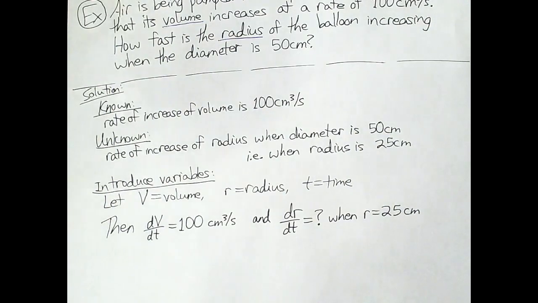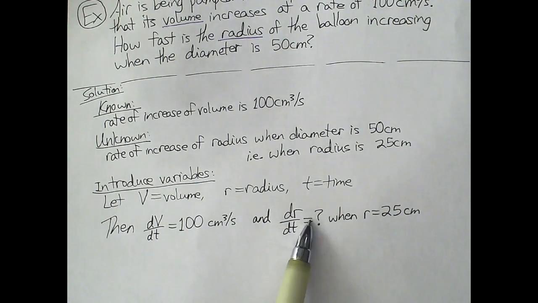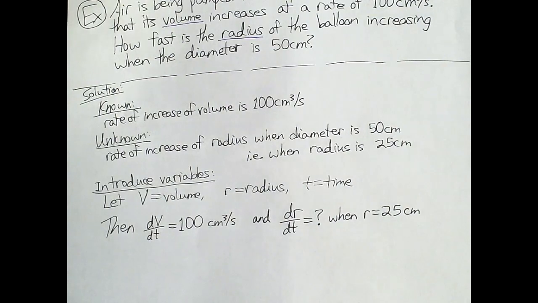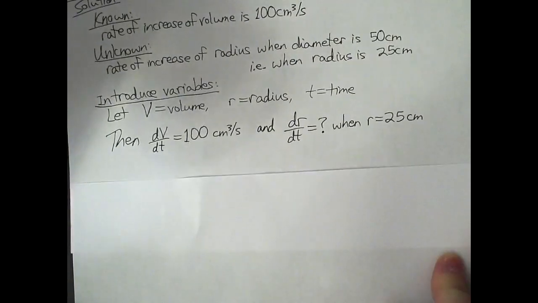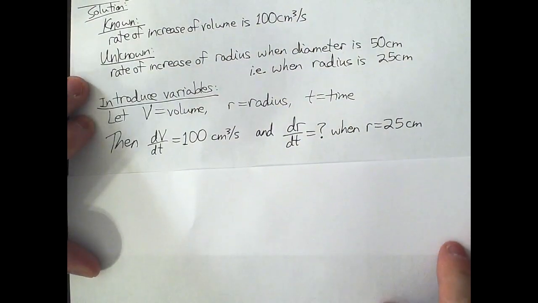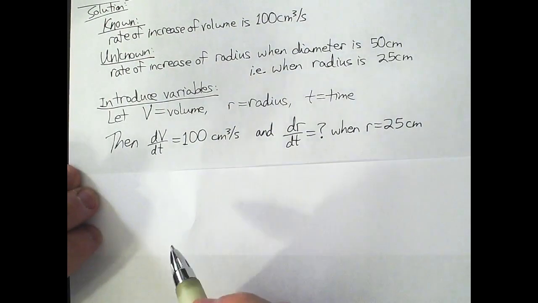So we've organized all the information, what's known, what's unknown. We introduced variables, and then we expressed what's known and unknown in terms of these variables. We know this rate of change. We want to find this rate of change at the moment when the radius is 25. So far, I would say it seems like standard word problem stuff. Here's where we get into the new part of it.